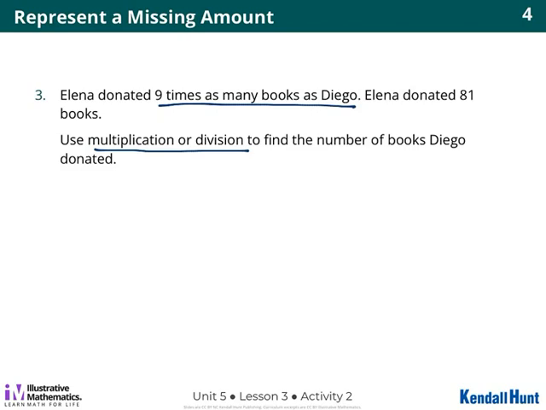Yeah. Okay, Elena donated 9 times as many books as Diego. Elena donated 81 books. How can I use multiplication or division to find the number of books Diego donated? Riker. 81 divided by 9. So Riker is saying I could do 81 divided by 9, which gives us 9. How can I use multiplication? Gabriella. 9 times 9 is 81.